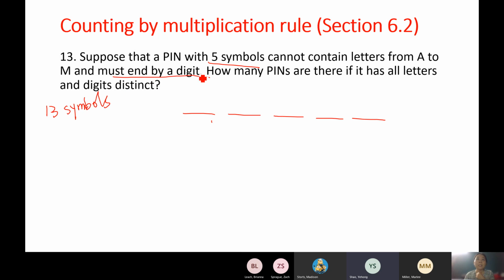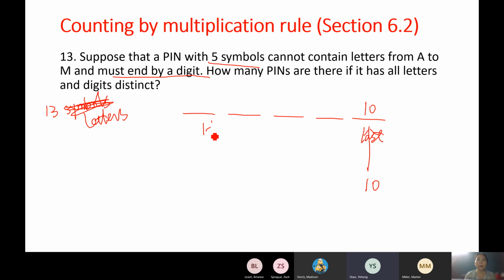It must end with a digit, which means for the last spot you cannot use a letter. I shouldn't say symbol, I should say letter. You cannot use any letter; you can only use the digits. So how many digits do we have available? 0 to 9, that's 10, right? So for the last place, you only have 10 options.